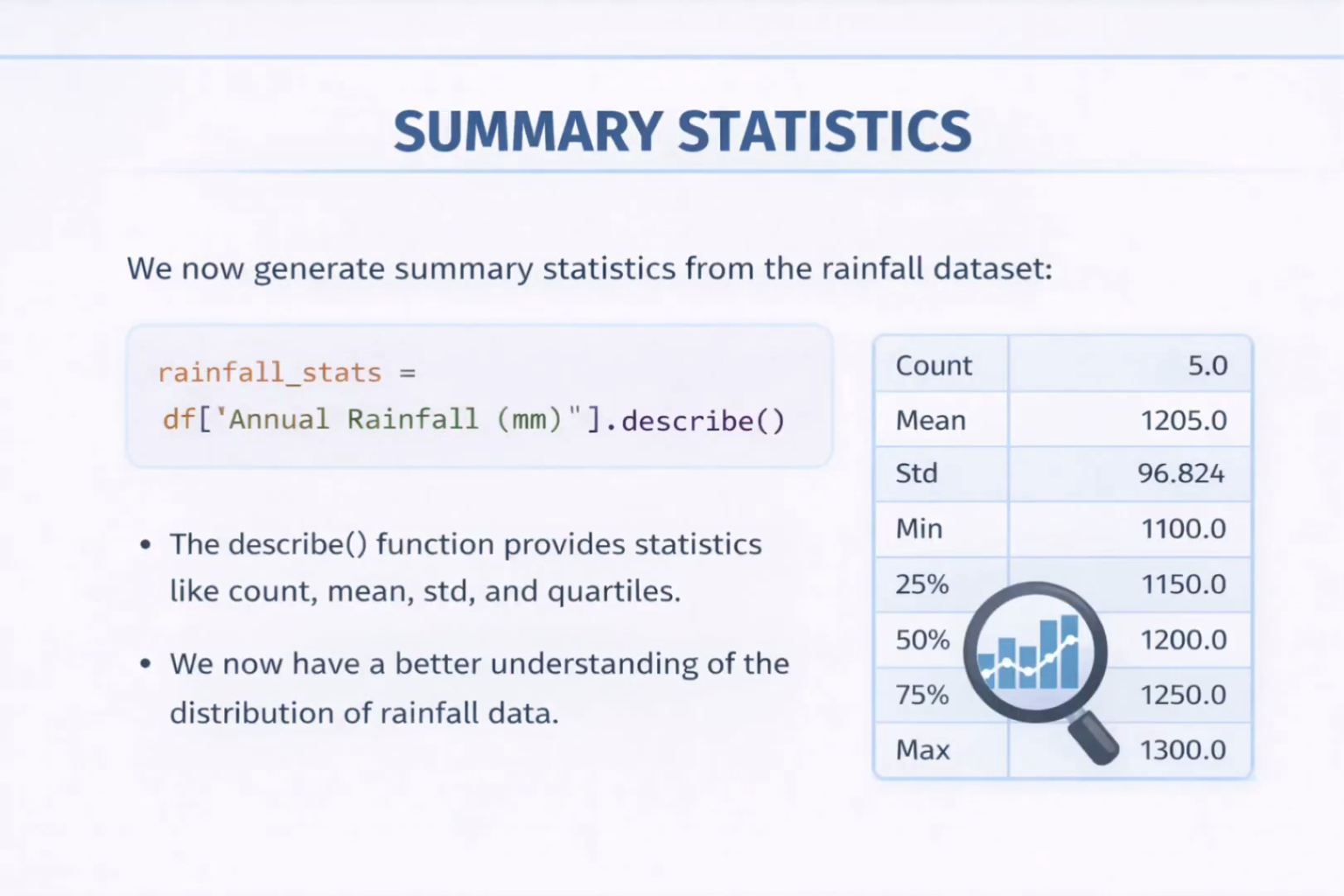This slide shows the summary statistics of our rainfall dataset. Using the describe function in pandas, we calculate important values like count, mean, standard deviation, minimum, maximum. These statistics help us understand the overall distribution and variation of the rainfall data.